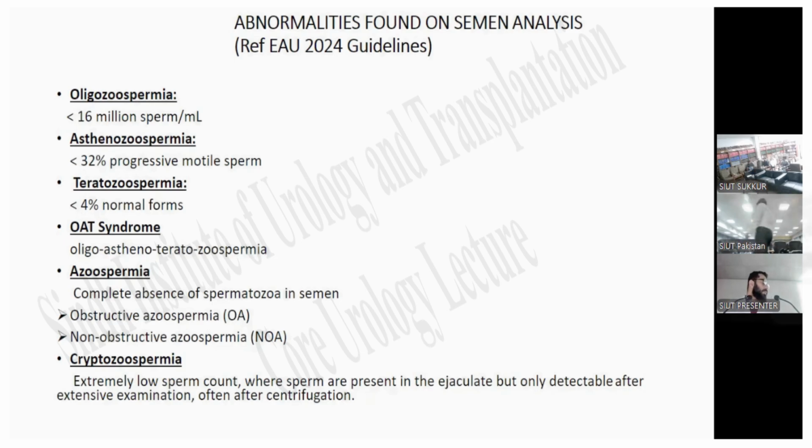Usually we have to ask the patient to take potassium citrate before the analysis to make the urine more alkaline, because sperm cannot survive in the acidic environment of the urine.